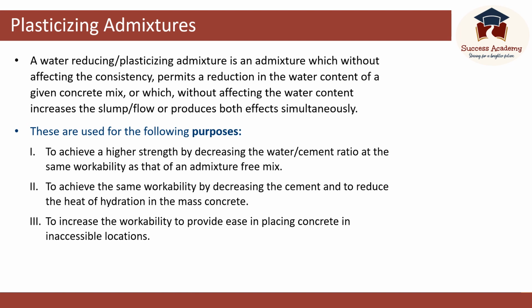The third type of chemical admixtures are plasticizing admixtures. We use plasticizing admixtures to improve the workability of a concrete mix without increasing the water content. By adding plasticizing admixtures, we can achieve a higher strength by decreasing the water to cement ratio at the same workability as that of an admixture-free mix. And also we can achieve the same workability while decreasing the cement, to reduce the heat of hydration in a mass concrete. And also we can increase the workability to make it easy to place concrete in inaccessible locations by adding plasticizing admixtures.